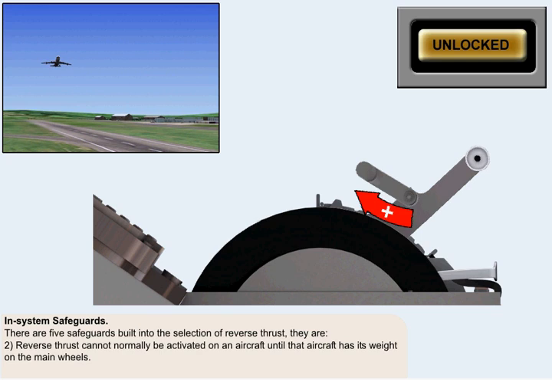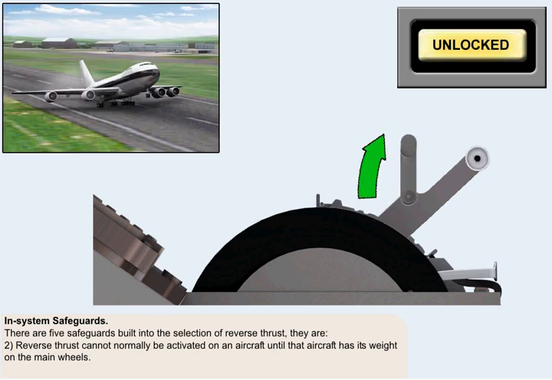Reverse thrust cannot normally be activated on an aircraft until that aircraft is on the ground. This is achieved through the air-ground logic interlock system. Some Boeing aircraft utilize the radar altimeter to restrict reverse thrust operation to below 10 feet above ground level. Having said that, operation of the reverse thrust system is not recommended while airborne.